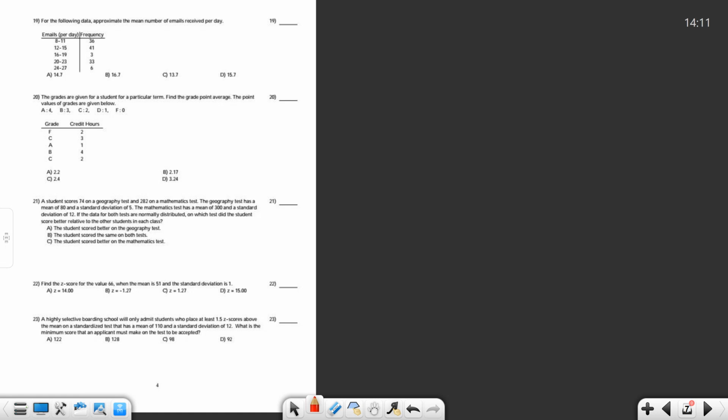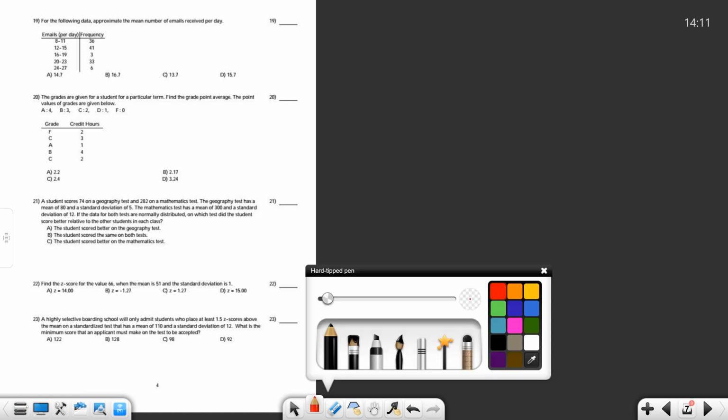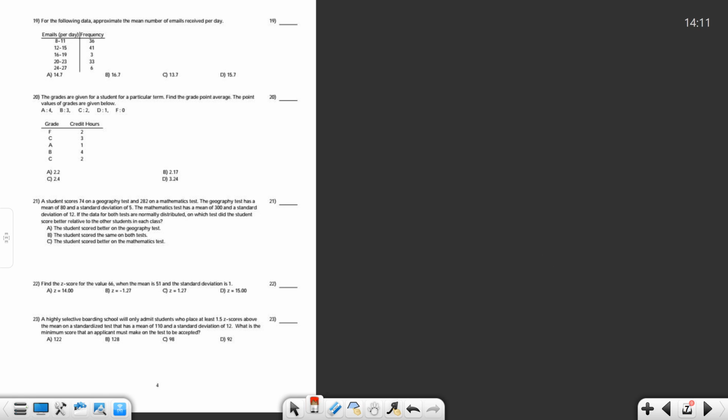All right, number 19. It says for the following data, approximate the mean number of emails received per day. So you have these ranges, 8 to 11, 12 to 15, 16 to 19, 20 to 23, and so on and so forth.